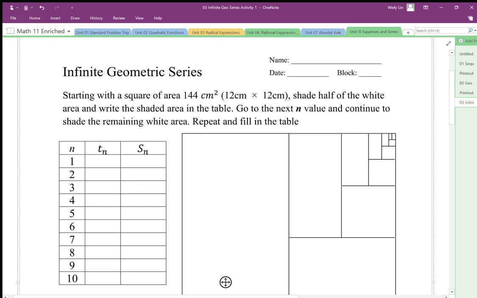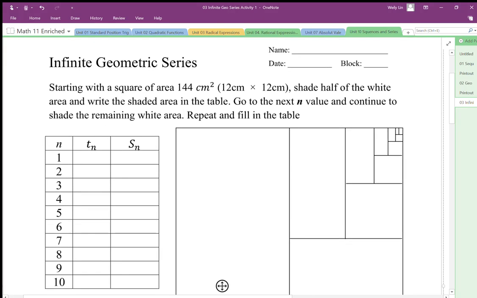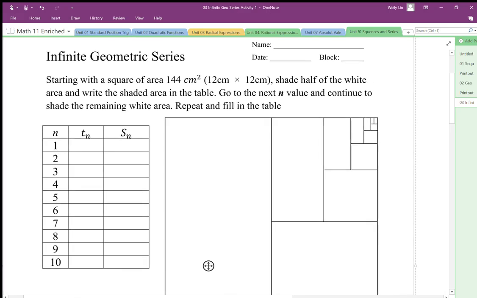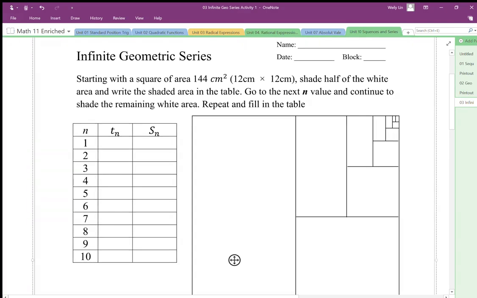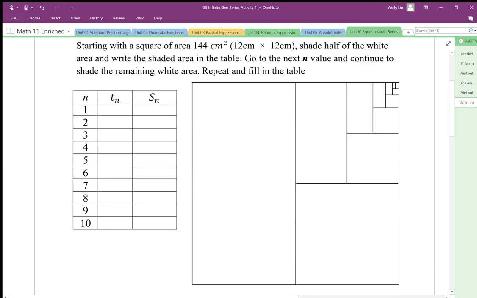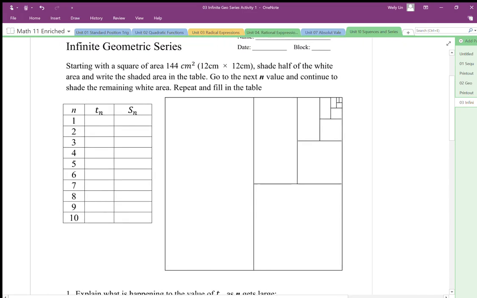So in this activity, we're going to generate an infinite geometric series and see what the sum is. You're going to have to do this on your own, but I'll start you off here. We're first starting off with a 12 by 12 square. So that's our square that we have. It's a 12 by 12 square.